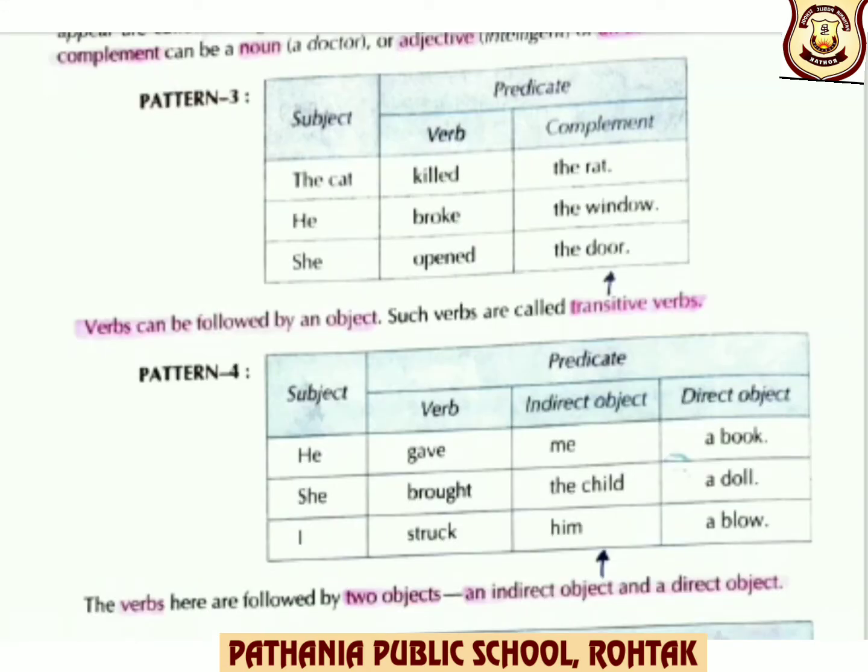Now pattern 3. Verbs can be followed by an object. Such verbs are called transitive verbs. So look at the examples, children. The cat killed the rat. The cat subject, killed main verb, the rat complement. So we all know, children, meaning of transitive verbs, that which require an object to complete its sense.